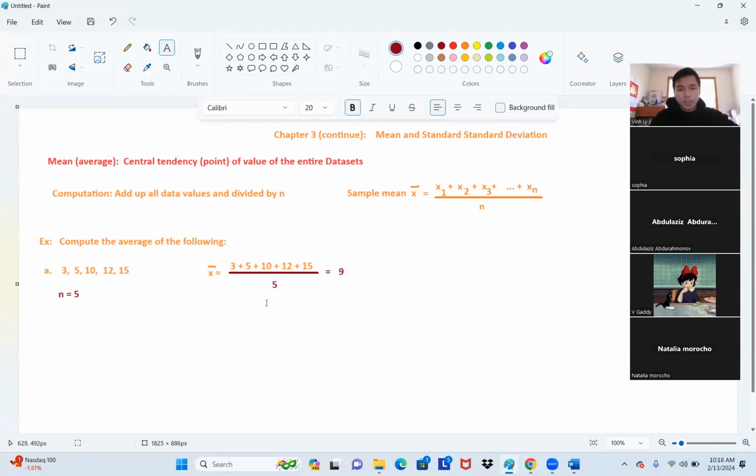Are we good? There's nothing really special with this one. When we look for the average, we simply add them up and divide by the number of data set points. So let's look at the part B question. Let's say we take the data 1, 2, 12, 14, and 15.